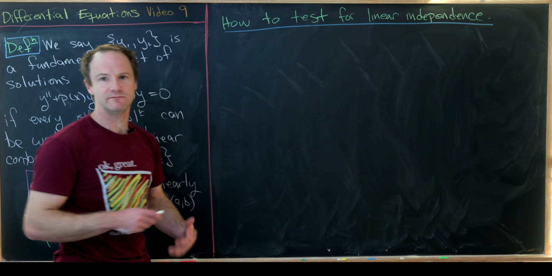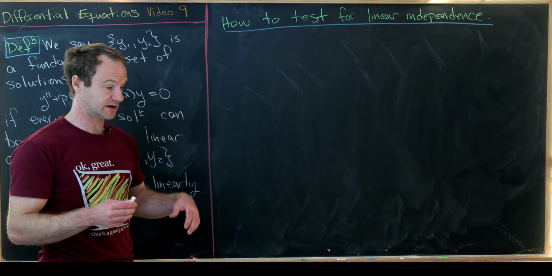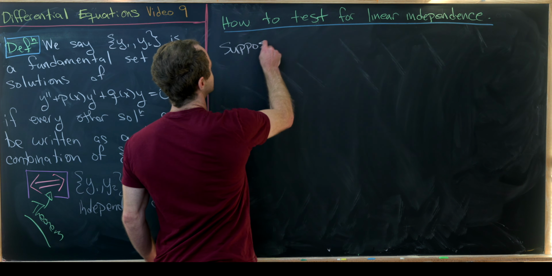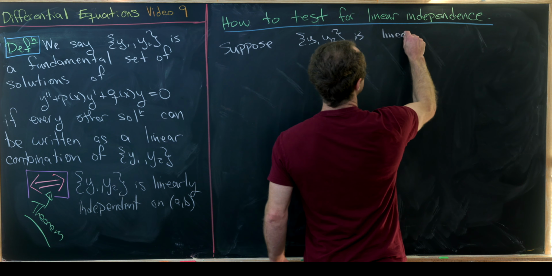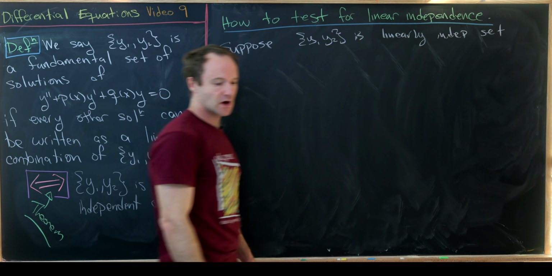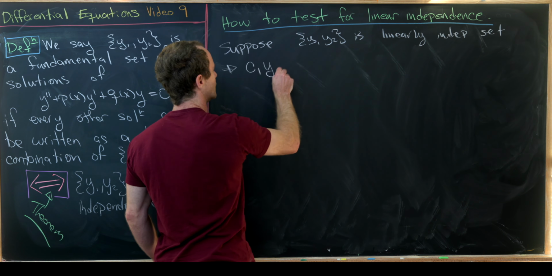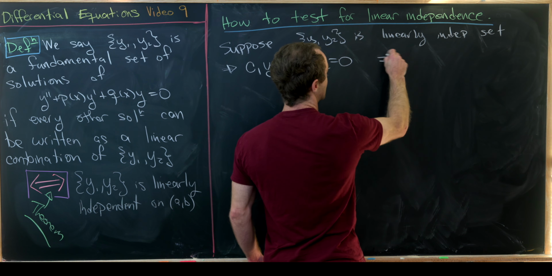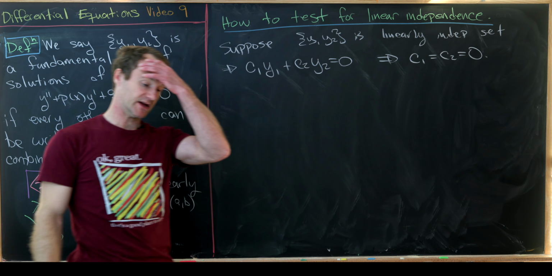So let's recall what it means for functions to be linearly independent, or really vectors to be linearly independent, and there are function vector spaces. Let's suppose that the set y1, y2 is a linearly independent set. So what does that mean? That tells us that if we have the equation c1y1 plus c2y2 equals 0, then the only possibilities for c1 and c2 are 0 and 0.